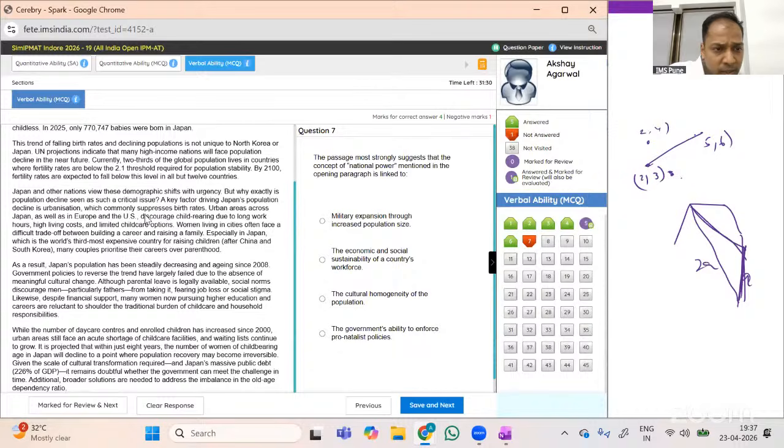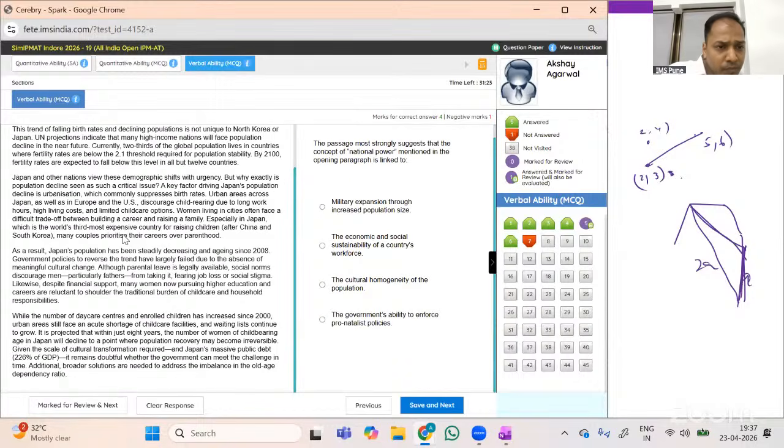Japan's population decline is driven by urbanization, which continues to suppress birth rates in urban areas. Okay, reasons for the key factor. As a result, Japan's population has been steadily decreasing and aging since 2008. Government policies to reverse the trend have largely failed due to the absence of meaningful cultural change or paternal leave. Likewise, despite financial support, women are now pursuing higher education and careers while still shouldering the traditional burden of childcare and household responsibilities.